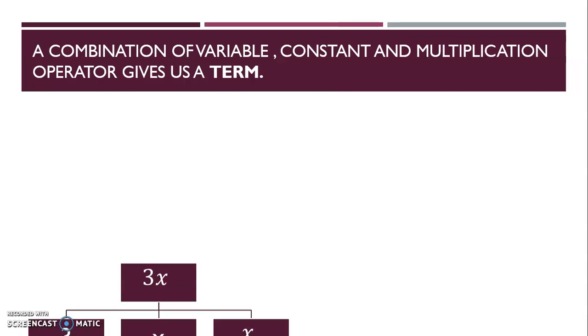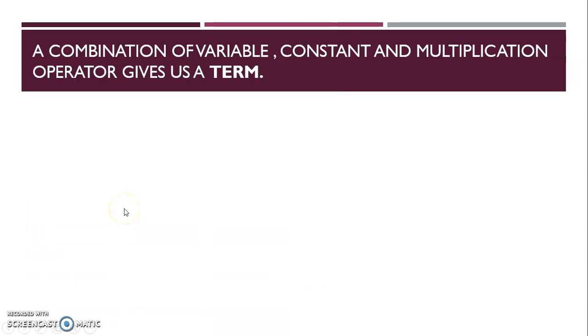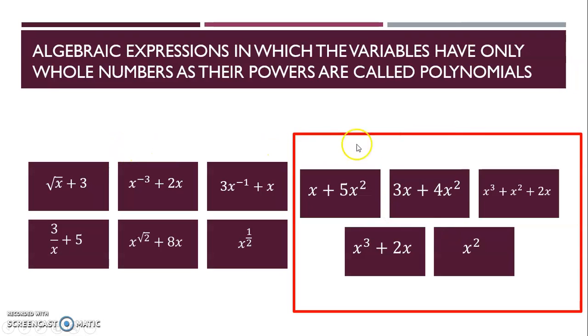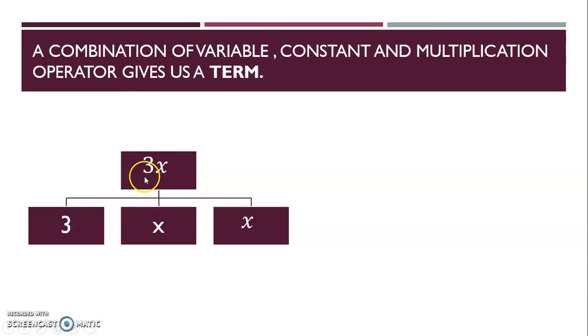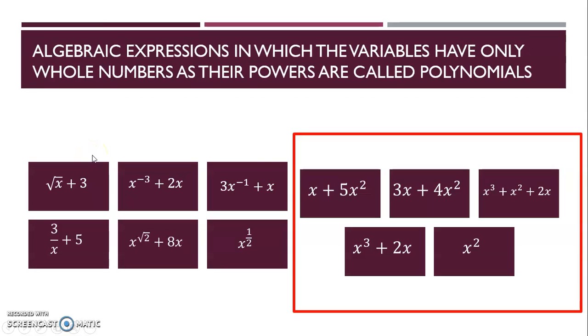in a polynomial, for example, let us look at this polynomial. Here we have 3x. If we take this 3x, we can see 3x is actually 3 into x. So a combination of a variable, a constant, and a multiplication operator gives us a term. So this 3x is called a term. 4x square is called a term. Okay, so we call this a term.